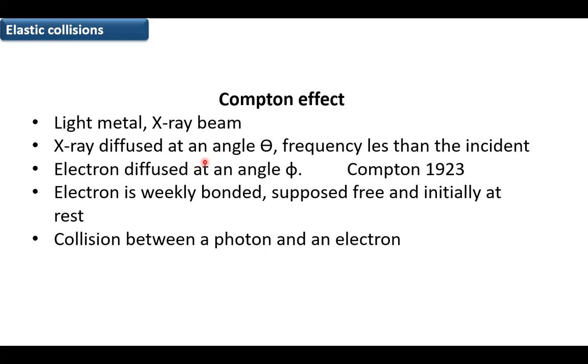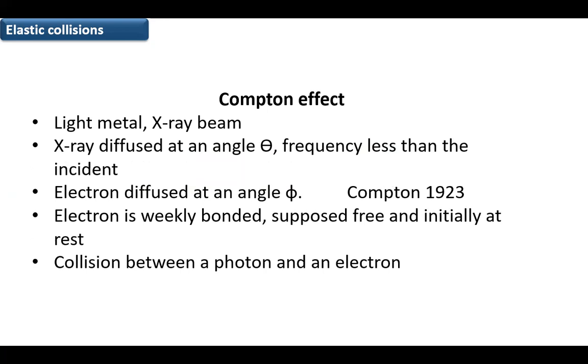X-ray is diffused at an angle theta at a frequency less than the incident frequency, and electrons are diffused at an angle phi. This phenomenon was discovered by Compton in 1923.